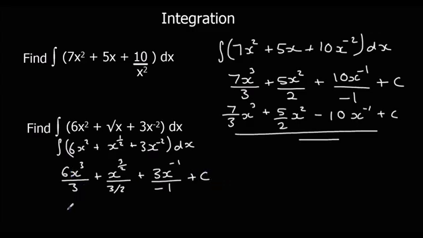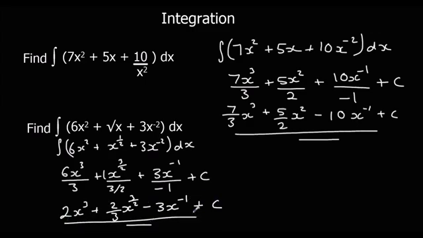So 6 over 3 is 2, so we've got 2x cubed. So we've got 1x here, 1 divided by 3 over 2. When you divide by a fraction, just flip it and change it to a times. So dividing by 3 over 2 is the same as timesing by 2 over 3. So 1 times 2 over 3 is just 2 over 3, x to the power of 3 over 2, minus 3x to the power of minus 1. Positive divided by negative is a negative, plus c. And that's our answer.